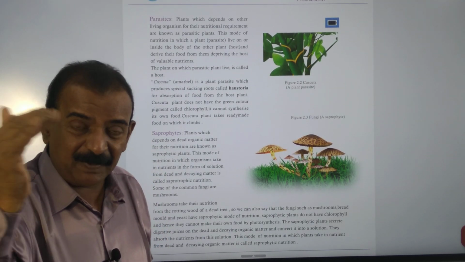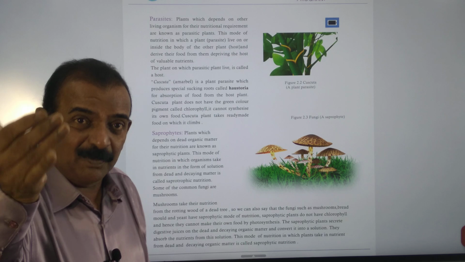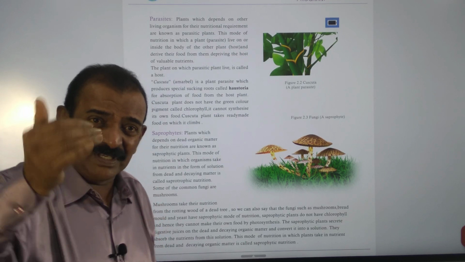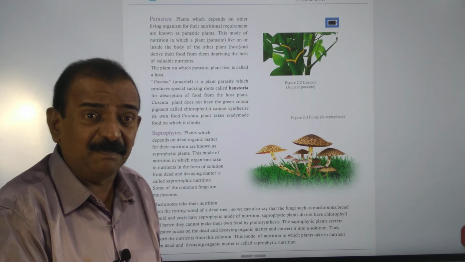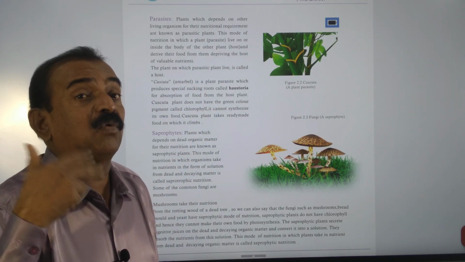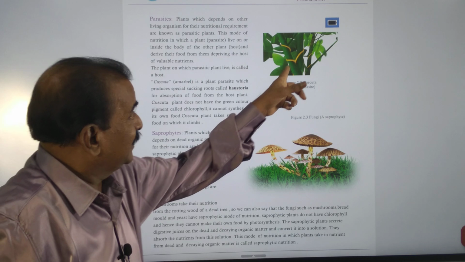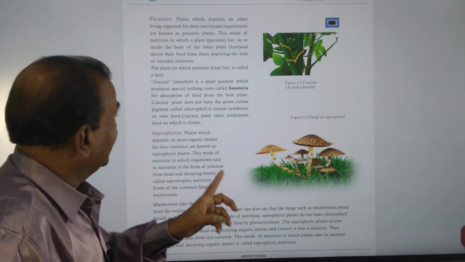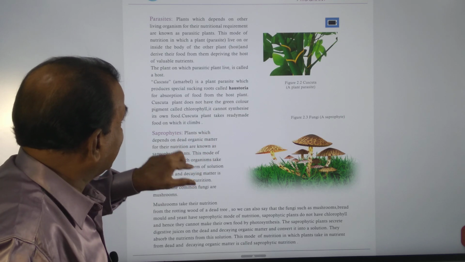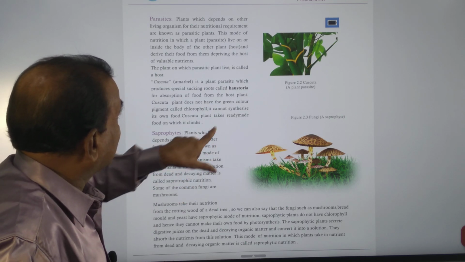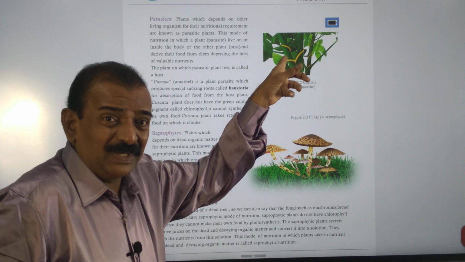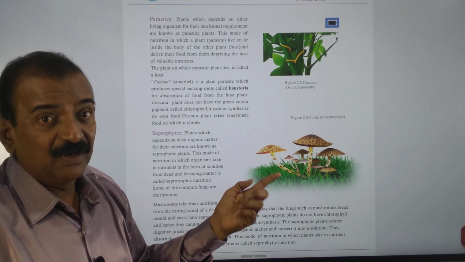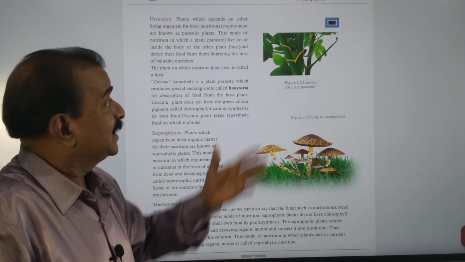Here leaves are performing photosynthesis, and during photosynthesis they prepare glucose, and that glucose is transferred to the other parts of the plant body by means of phloem tissues. Here this plant produces haustoria, a hook-like structure, and that hook-like structure penetrates into the host's internal part, and it draws valuable food materials. In this way it survives.